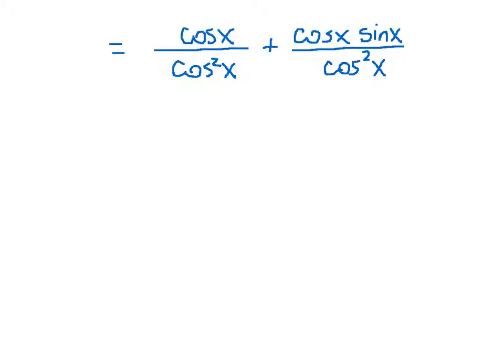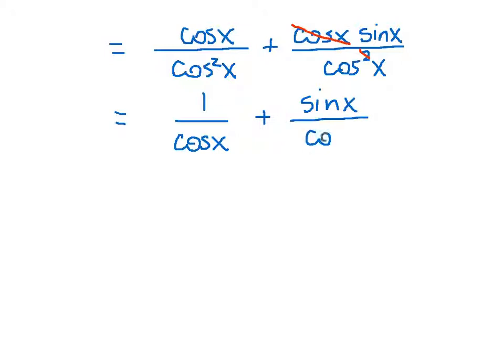So on the left here, what you can do is factor out one of your cosines. So that means you're just going to end up with a 1 over cosine of x. Over here on the right, you can cancel one of your cosines, so you end up with sine of x over, so you can cancel this cosine with one of these. So you're going to get sine of x over cosine of x.